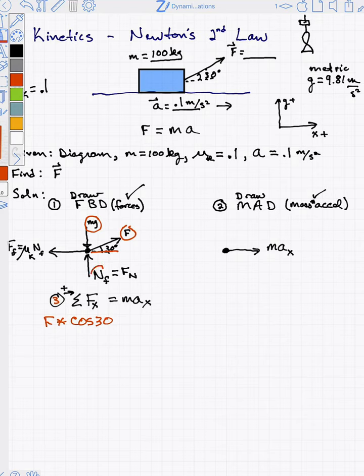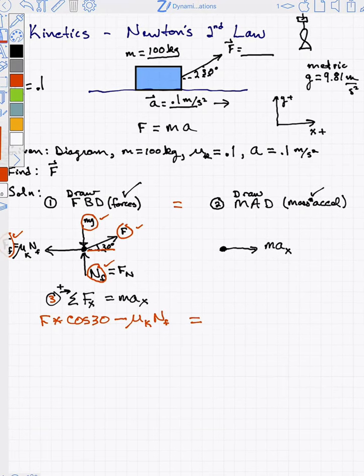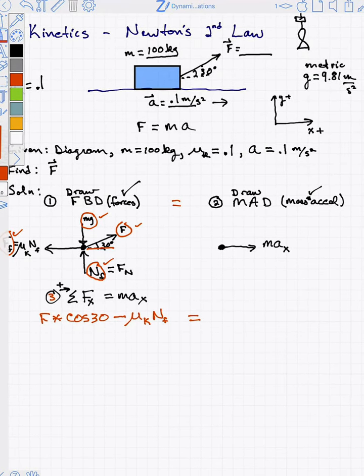How much of the normal force is in the X? None. How much of the friction force is in the X? All of it, but to the left. So we will say minus the coefficient of friction times the normal force. And now we have taken care of every single force in the X. We move over to the MAD and say how much of MAX is in the X direction, and well, all of it, and positive.